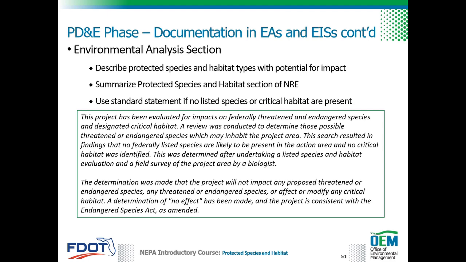This section of an EIS or EA also includes a summary of the protected species and habitat section of the NRE and presents the results of the impact assessment, effect determinations, and recommended avoidance, minimization, compensation for impacts, and enhancement measures. This section should provide sufficient information on the impact assessment such that a reviewer can determine the validity of the methodology. This section must describe the protected species and habitat impacts of the proposed project for each alternative.